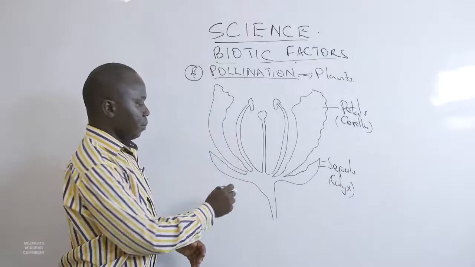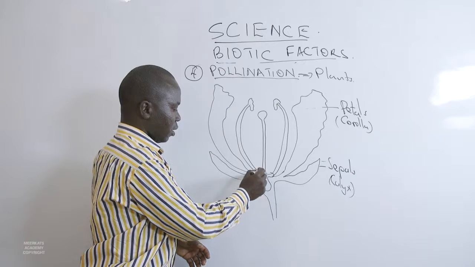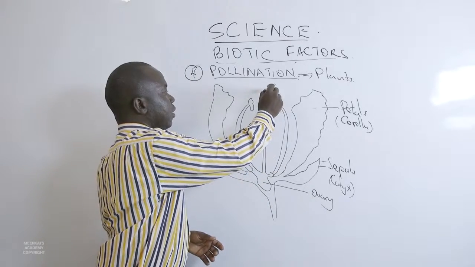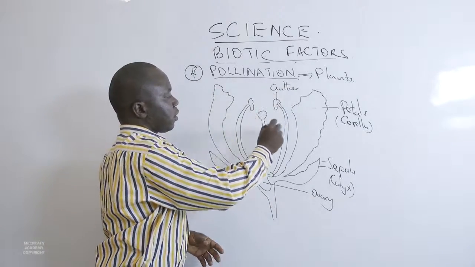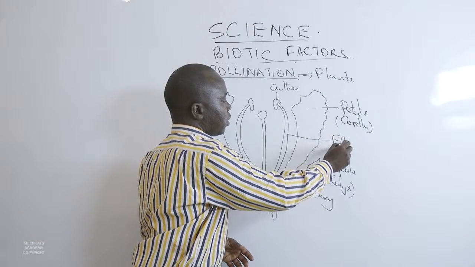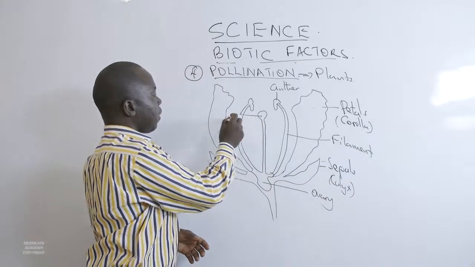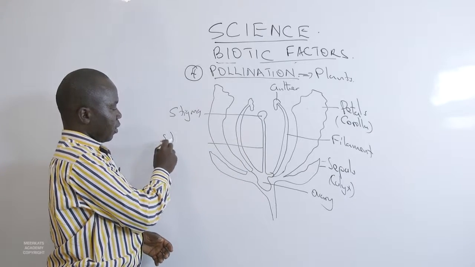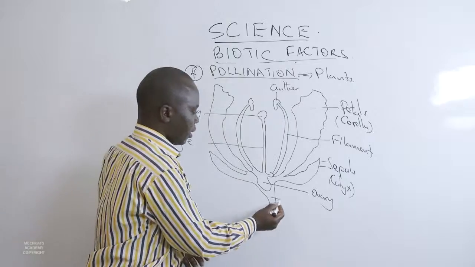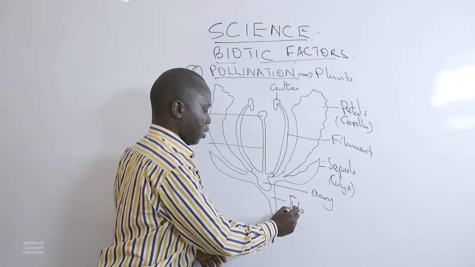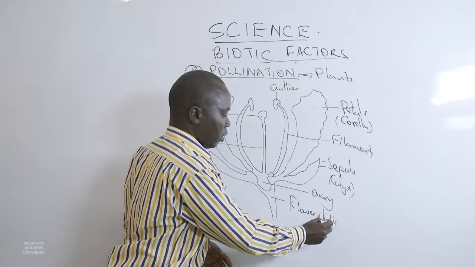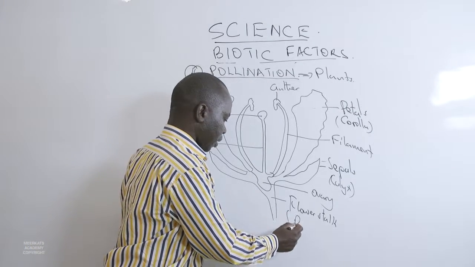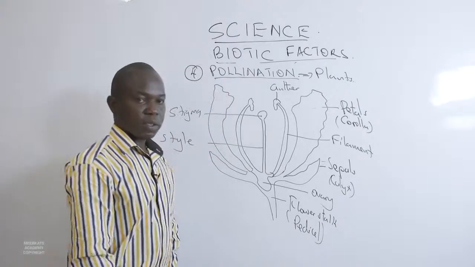And then we have very major parts. I did not complete here. We have the major part here, the ovary. We have the anthers, the filament, the stigma, and then the style. And the flower stalk, also called the pedicel. Now this is just a reminder because in other levels you have already gone through this.